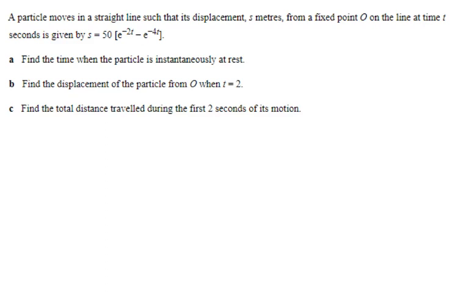For this question, a particle moves in a straight line. As such, its displacement is given by s equals to 50 times (e^(-2t) minus e^(-4t)). So now you have to look for the time when the particle is instantaneously at rest. The keyword "at rest" actually tells you that velocity is equivalent to 0. Hence, your first step to solve part A will be to find the expression for velocity.